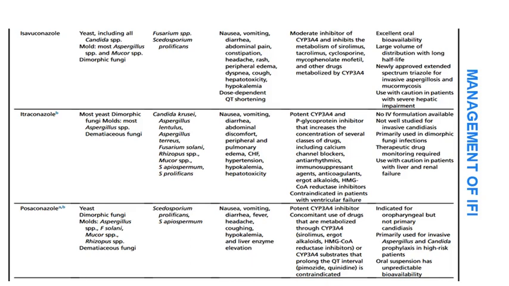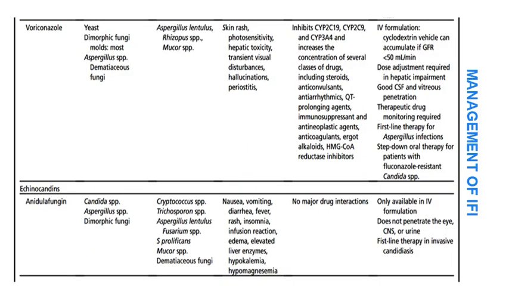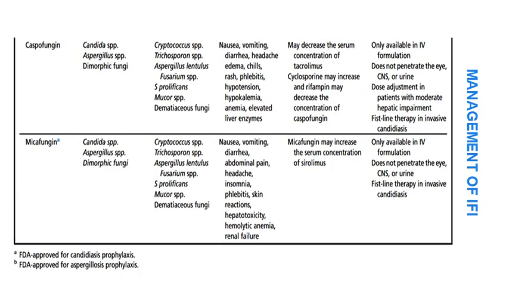Secondly, isavuconazole has good activity against most Candida and Aspergillus species. Thirdly, itraconazole has good activity against most Aspergillus species, but not invasive candidiasis. No intravenous formulation is available. Fourthly, posaconazole, which is primarily used for invasive Candida and Aspergillus prophylaxis in high-risk patients. Fifthly, voriconazole, which is the first-line therapy for Aspergillus infections and step-down oral therapy for fluconazole-resistant Candida infections. Finally, the last drug class is echinocandins, including anidulafungin, caspofungin, and micafungin. They are the first-line therapy for invasive candidiasis.